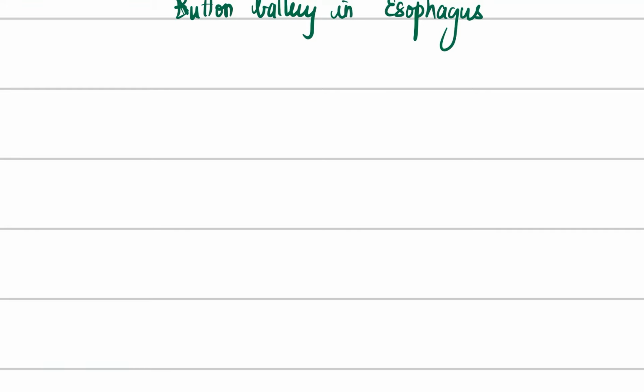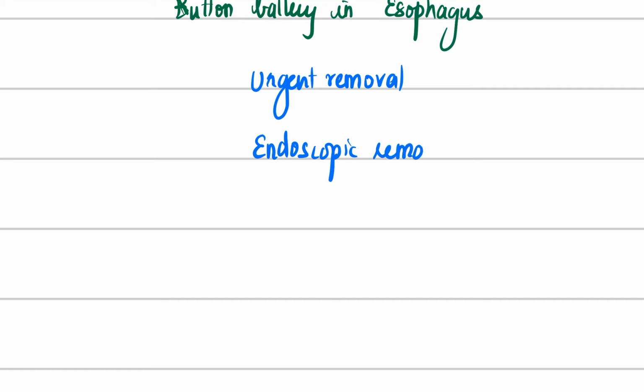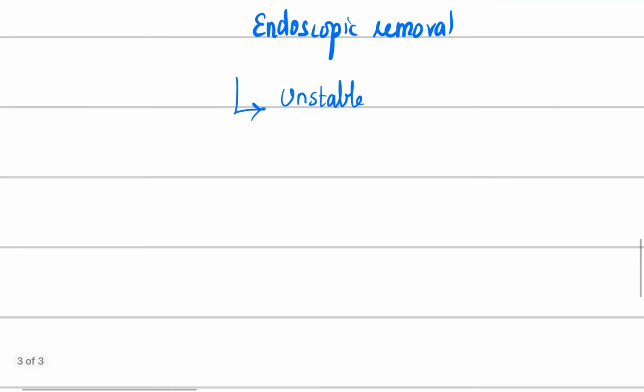Right. So button battery in esophagus, you'll see if the child is hemodynamically stable or unstable. Either way, you're going to remove it endoscopically and you will remove it urgently. There's no doubt about it. All right. So button battery in esophagus is urgent removal. You're going to remove it endoscopically. If the patient is hemodynamically unstable, in an unstable patient, during endoscopy, you will look to see if there is an injury, if there is an esophageal injury.